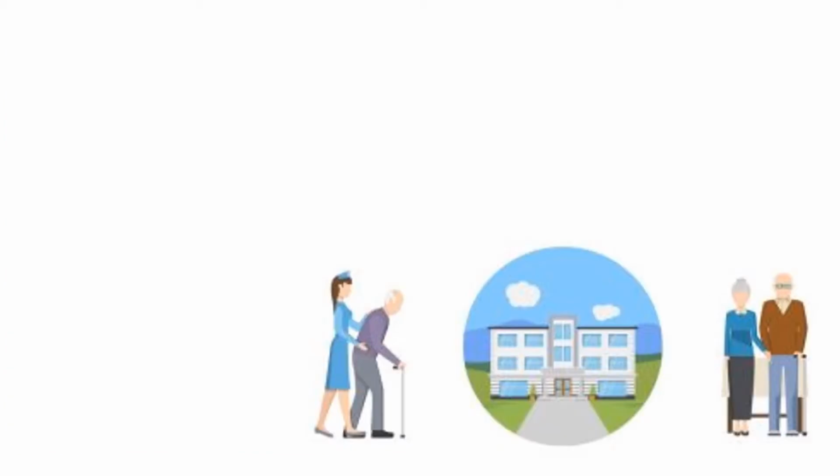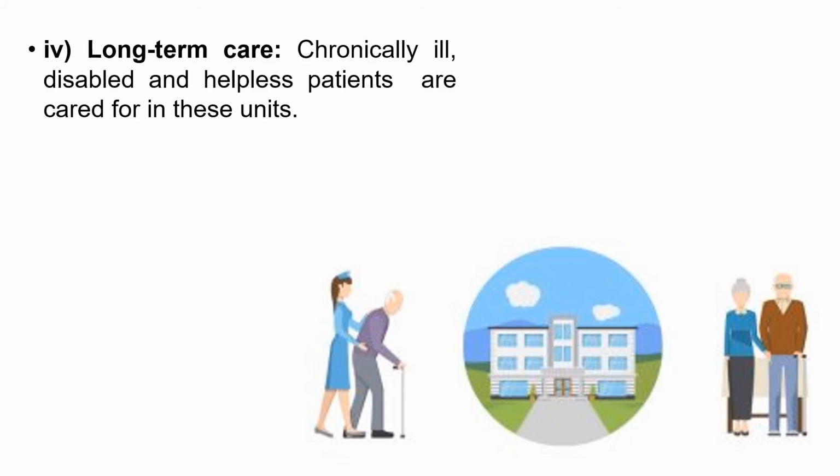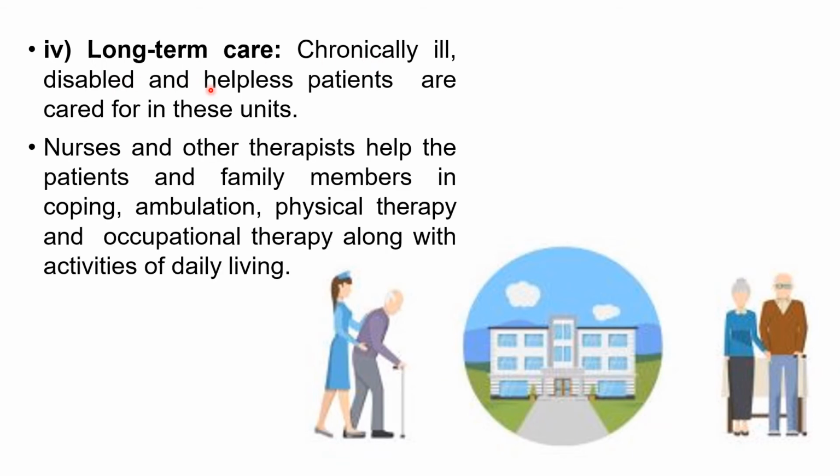Fourth element of PPC is long-term care. In long-term care, there are patients who are chronically ill, disabled and helpless. Nurses and other therapists help the patients and family members. The help includes assisting with coping with illness, ambulation, physical therapy and occupational therapy along with activities of daily living. So, these type of patients who are chronically ill, disabled and helpless are cared for in these long-term care facilities and the patients and family members are assisted by nurses and other therapists.